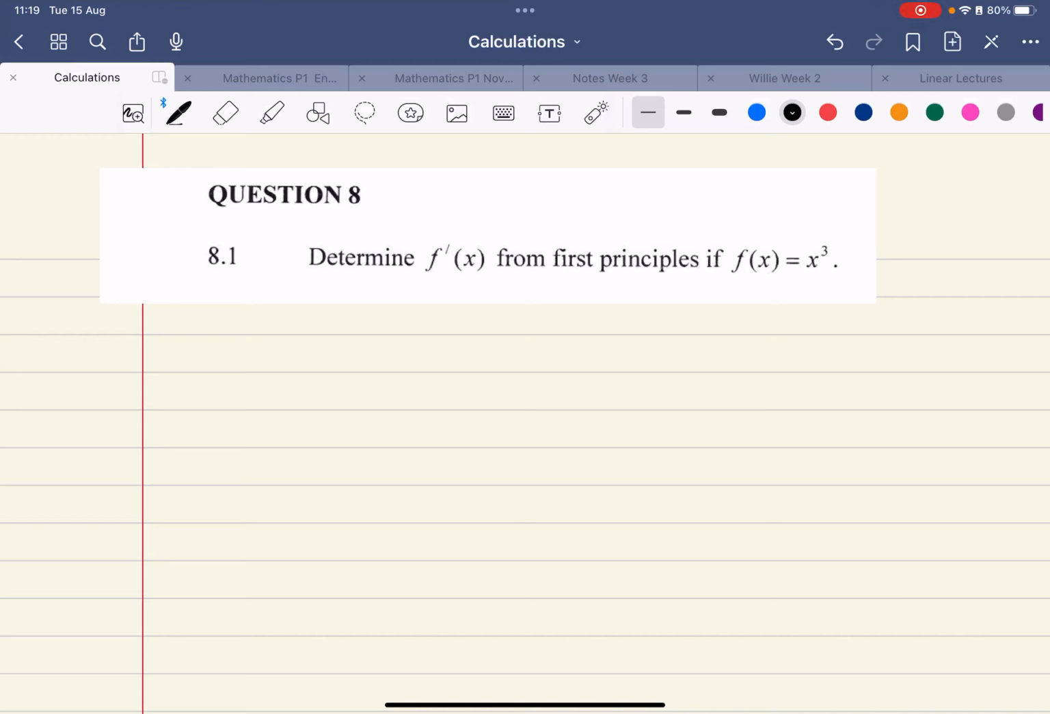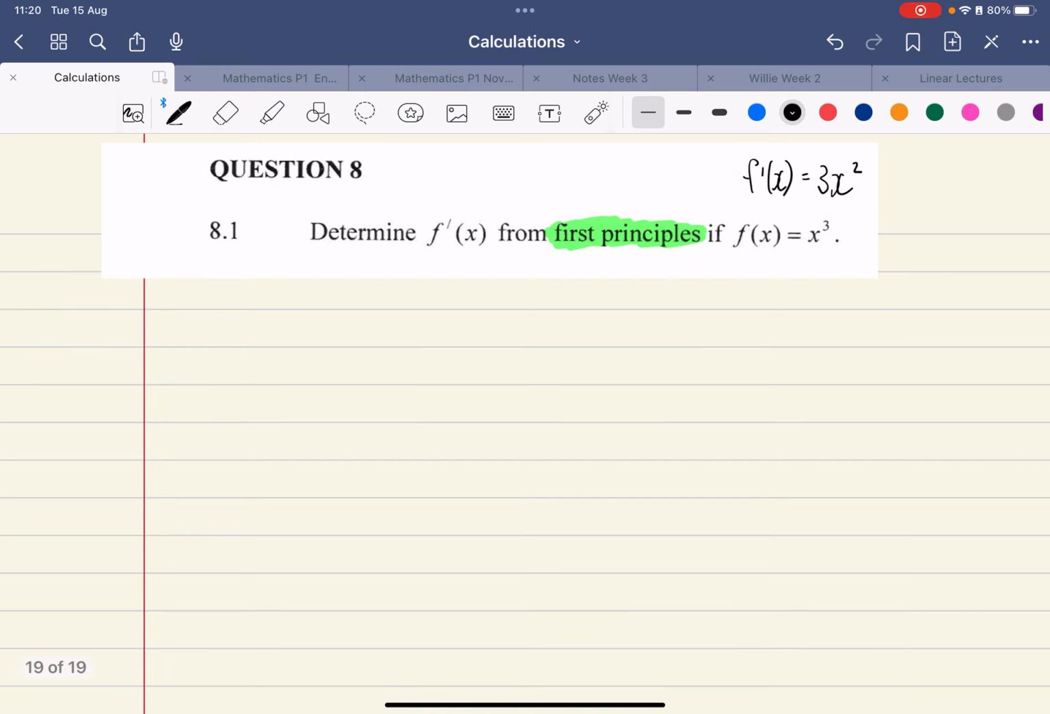Question 8. Determine f prime x from first principles if f of x equals x cubed. First, we must see that we are dealing with first principles. So we want to find the derivative of this function f, but we need to use first principles. A good way to begin is to check what the derivative would be. I hope we can all see that the derivative we must end up with will be 3x squared, because we times 3 with our base and take 1 away from our power.